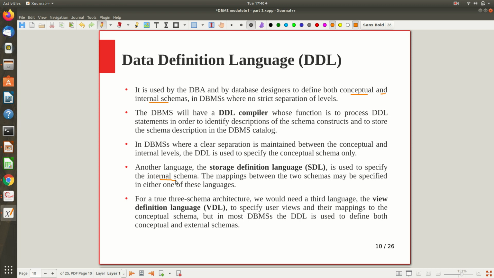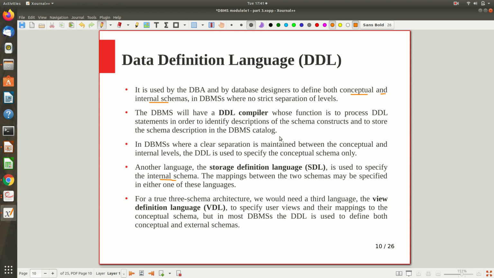Mostly the first option is what you see in practical cases, where all of them are implemented by some common language. But theoretically you can separate them also. And there is something called a data definition language compiler. If there is an SDL also, then an SDL compiler will also be there. Its function is to process the DDL statements in order to identify the description of the schema constructs and to store the schema description in the DBMS catalog.